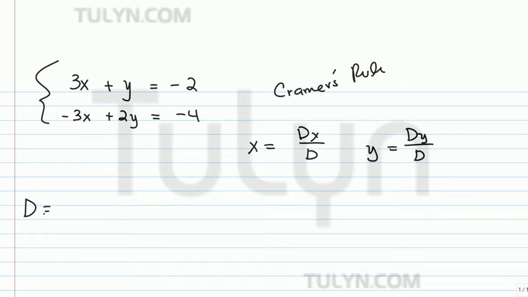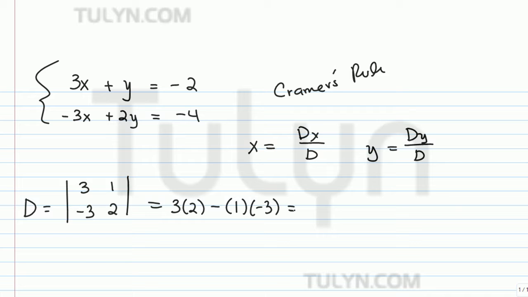Now to find d, we just write down the coefficients of x and y. The first column is going to be the coefficients of x, so 3 and -3, and the second column is going to be the coefficients of y, so 1 and 2. This is just a 2 by 2 determinant, so the way we solve is that we cross multiply and take the difference. So 3 times 2 minus 1 times -3, which simplifies to 6 minus -3, which is 6 plus 3, because we're subtracting a negative, which makes it positive. So 6 plus 3 is equal to 9.